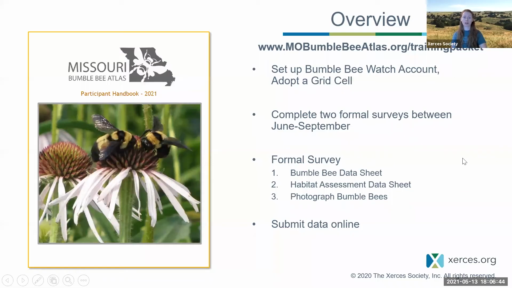So everything that we're going to cover tonight is in the participant handbook that you can find on the website. You can download it as a PDF and look at it on your computer. You can look at it right on your web browser, or you can print it out. So don't worry too much about scribbling down notes because everything is already written down for you. And so what we're going to start looking at is how to set up your Bumblebee Watch account, how to adopt your grid cell, what kinds of surveys you can conduct, and then how to submit that data and carry out the survey directly.